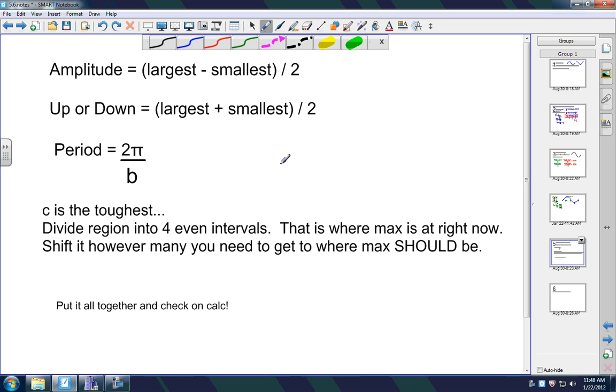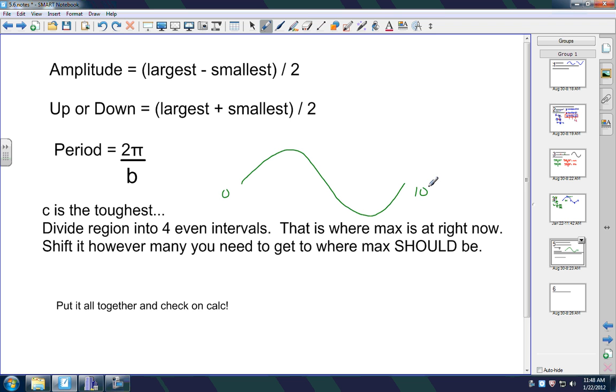So let's say we had something with 100. Well, this would be 0, this would be 100, this would be 50, this would be 25, okay? Shift it however many you need to get to where the max should be. So let's say my max was supposed to be at 37. Well, I would need to shift this guy right 12. So I would have a parenthesis x minus 12. And everything would match up.